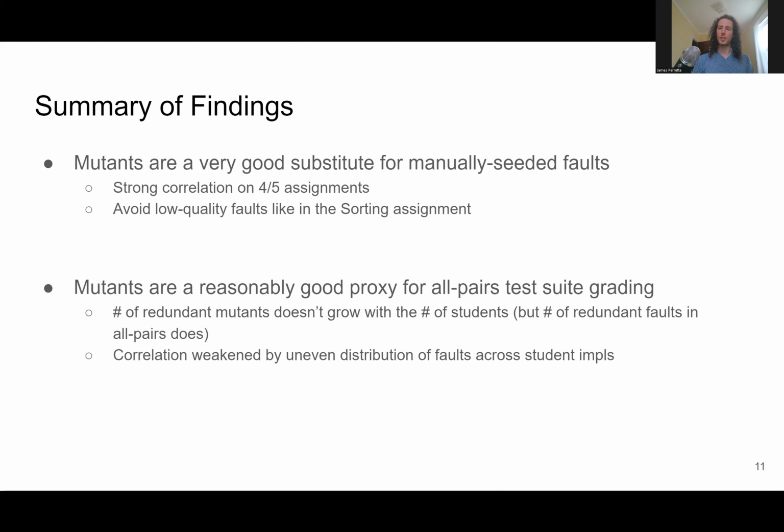And second, mutants are a reasonably good proxy for all pairs test suite grading. Although the correlation between mutant detection and faulty student implementation detection wasn't as strong, this was mainly due to a small number of not mutant coupled faults that were unevenly distributed throughout the student implementations. That is, these faults were present in many more implementations than other faults. It's important to note that the uneven distribution of faults is a known drawback of all pairs grading. And additionally, the number of redundant mutants doesn't grow with the number of students, but the number of redundant faults in student code for all pairs grading does.